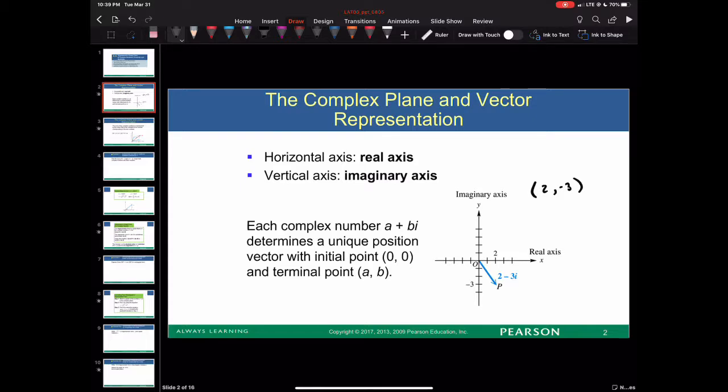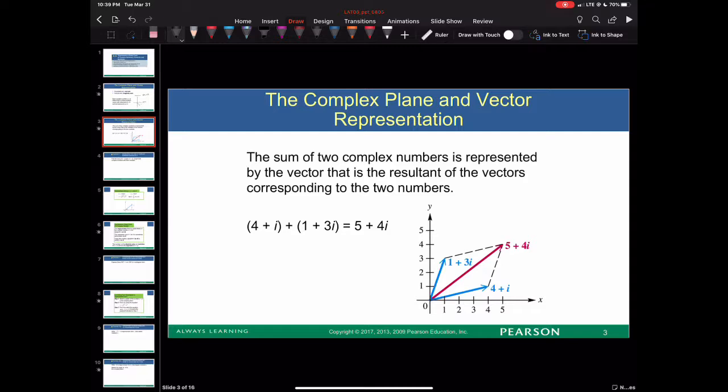So let's keep looking. When we talk about the sum of two complex numbers, it's represented by the vector that is the resultant of the vectors corresponding to the two numbers. So let's just say we have 4 plus i plus 1 plus 3i. What do we do? We add imaginary with imaginary and real with real. So basically it would be 4 plus 1 in its own parentheses, plus i plus 3i. And that's how we got 5 plus 4i.